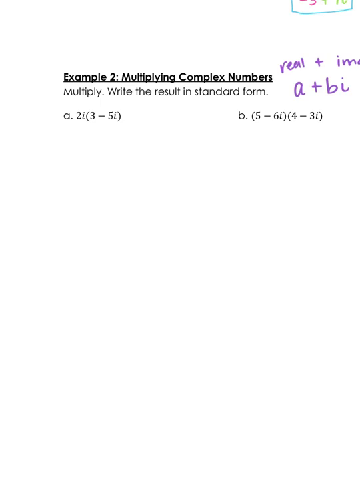All right, so to start off, we're going to go ahead and distribute this 2i. So I've got 2i times 3, which gives me 6i. And then 2i times -5i. So 2 times -5 gives me -10. And i times i gives me i squared. But I know that i squared equals -1.